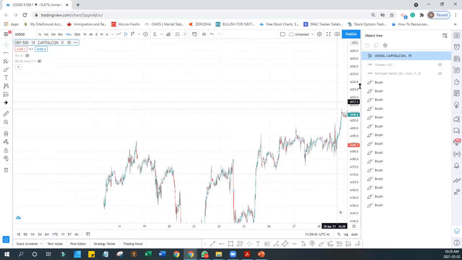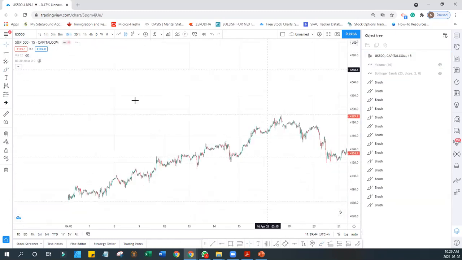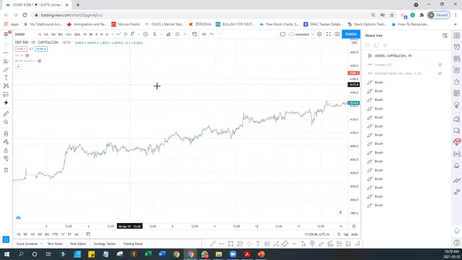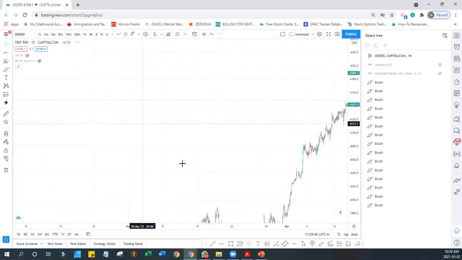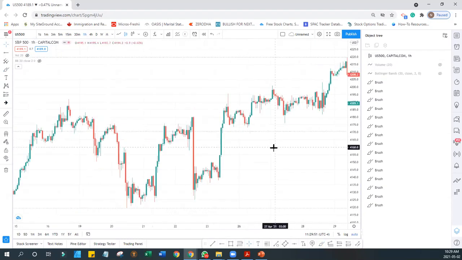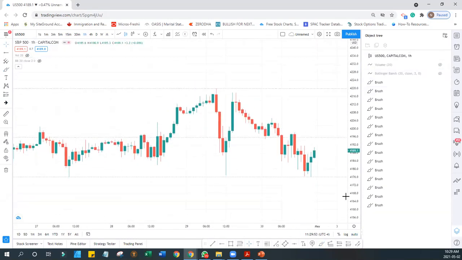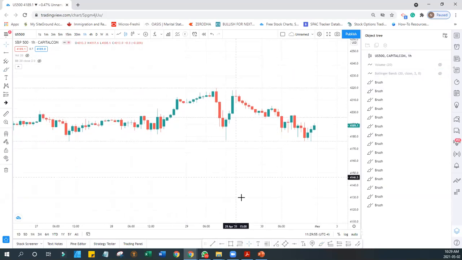Can I see? Okay, now let me put it on an hour so I can find it properly. Okay, so now this is like our hourly candle. This will give a proper idea.